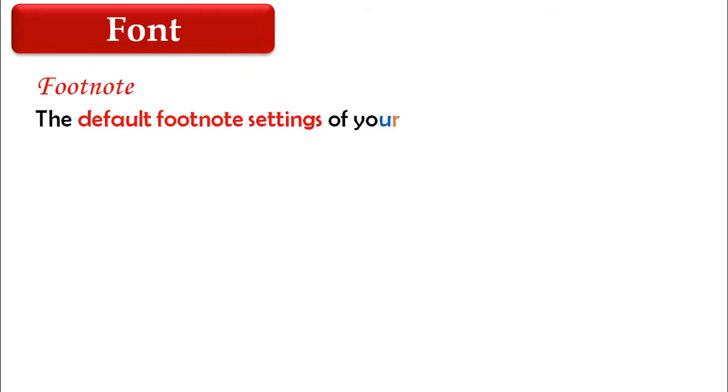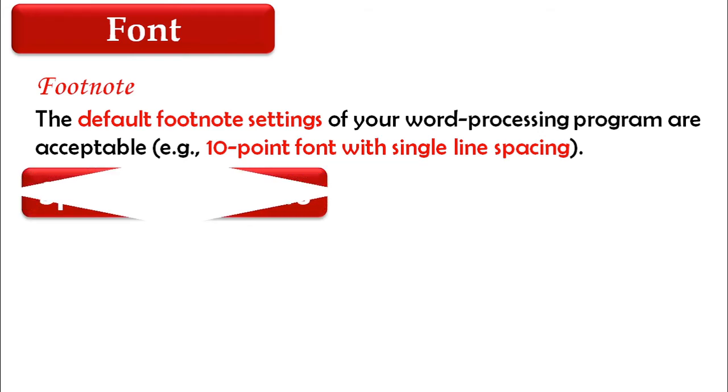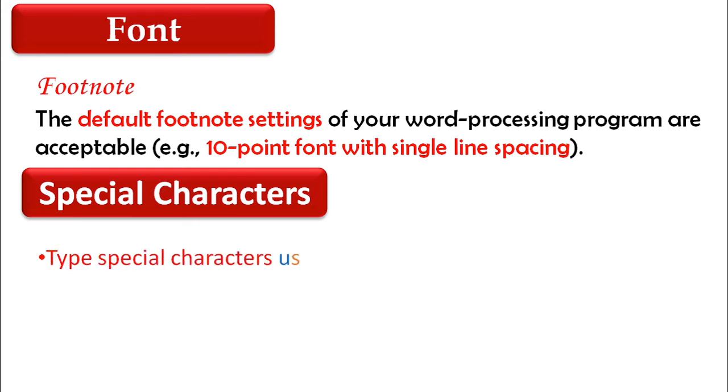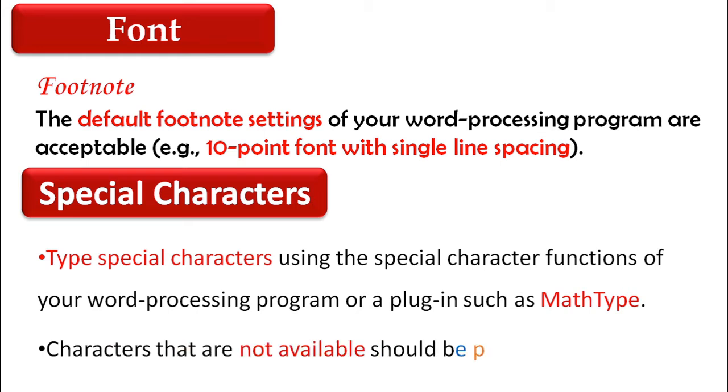Footnotes. The default footnote settings of your word processing program are acceptable, that is 10 point font and single line spacing. So you can see here on the footnote we have single line spacing. Special characters. Type special characters using the special character functions of your word processing program or plug into MathType. MathType is software in which you can type different equations and mathematical symbols that you can plug in for your special characters. Characters that are not available should be presented as an image. So even though a large variety of characters are available, still if some character is not available, you can use an image.